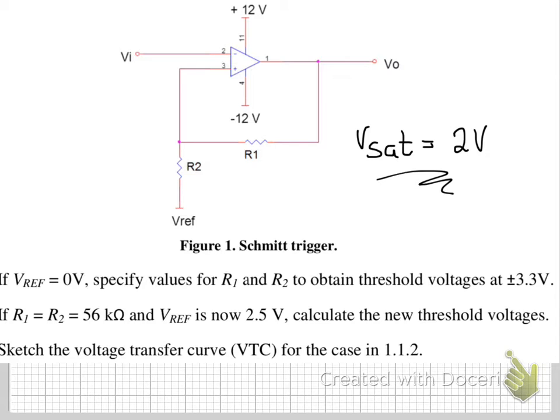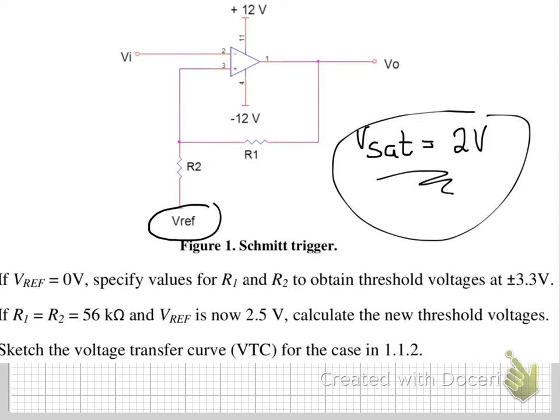So this video will cover an example for study unit 8, and it'll be a Schmidt trigger. The Schmidt trigger here has supply rails at 12 and negative 12 and a V sat of 2 volts. The questions would be, if Vref is equal to 0 volts, right here that's Vref, specify values for R1 and R2 to obtain threshold voltages at plus minus 3 volts.